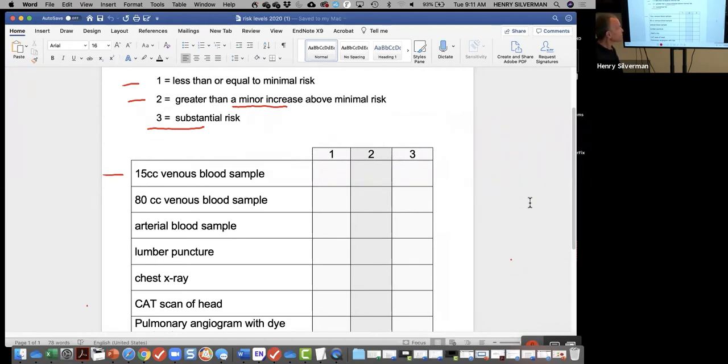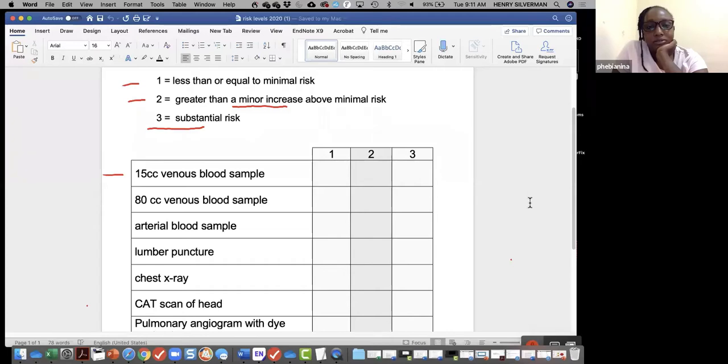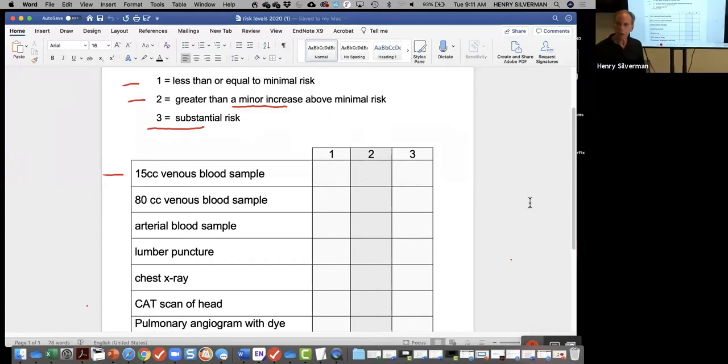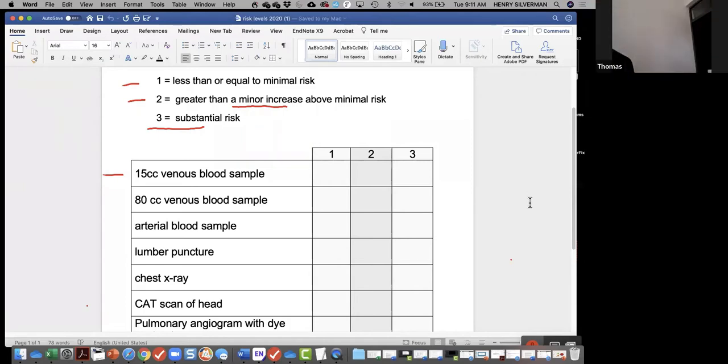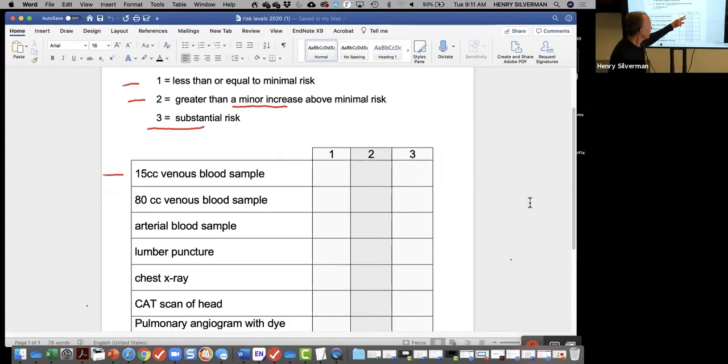It's substantial risk, I guess. This is anonymous, so don't give it too much thought. Don't be afraid of getting it wrong. I just want to know your thoughts. So just mark in the column. Are you able to do that?